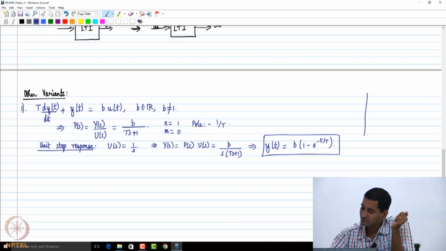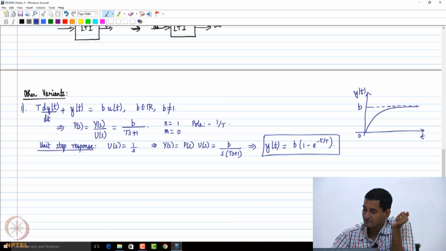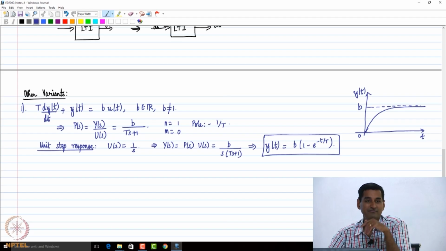So if you plot y of t and t, the point I'm trying to make is that the steady state values need not be 1 all the time. That's why I'm doing these variants. So the output will go from 0 and then it will settle down to b. That's what will happen in this particular case. Clear?